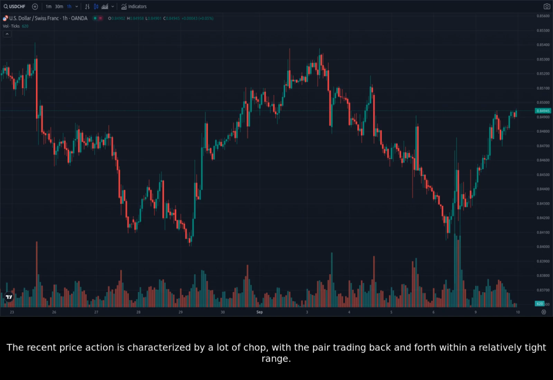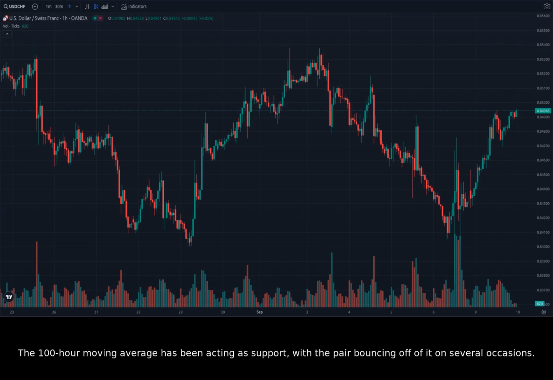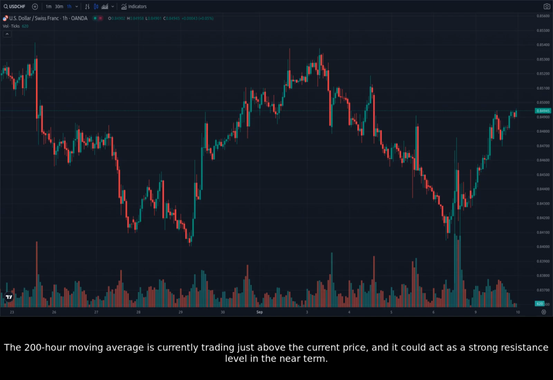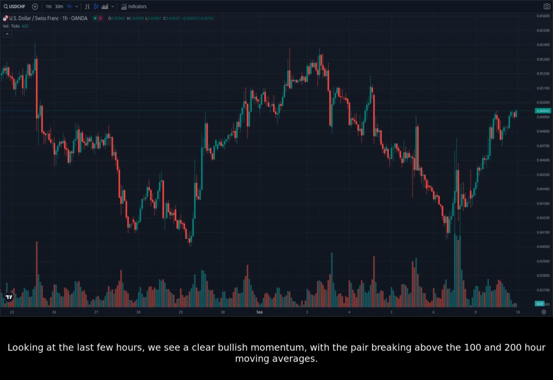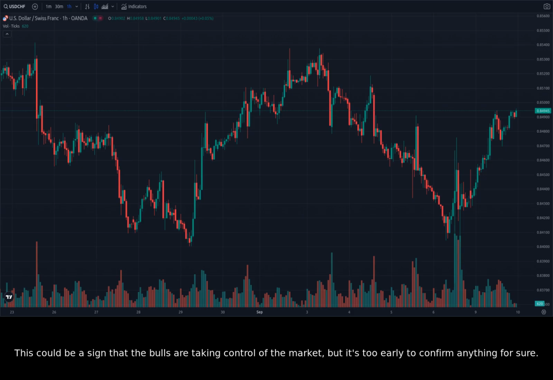The recent price action is characterized by a lot of chop, with the pair trading back and forth within a relatively tight range. The 100-hour moving average has been acting as support, with the pair bouncing off of it on several occasions. The 200-hour moving average is currently trading just above the current price, and it could act as a strong resistance level in the near term. Looking at the last few hours, we see a clear bullish momentum, with the pair breaking above the 100 and 200-hour moving averages. This could be a sign that the bulls are taking control of the market, but it's too early to confirm anything for sure.